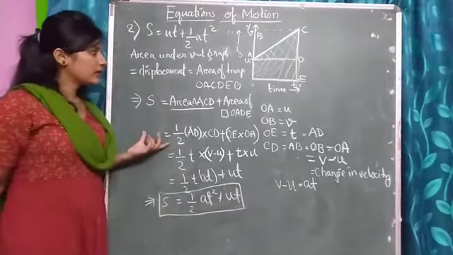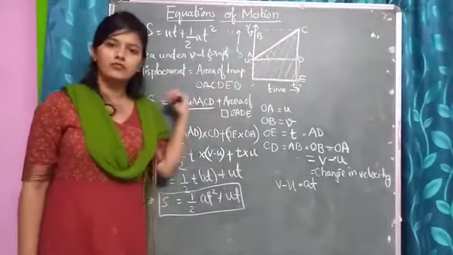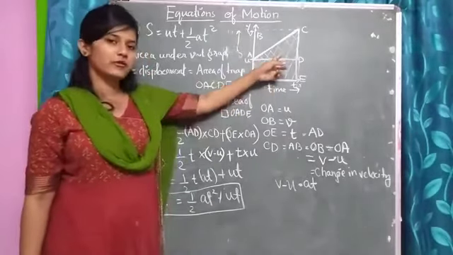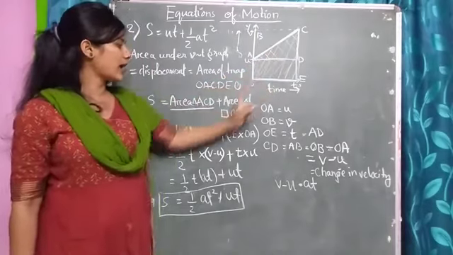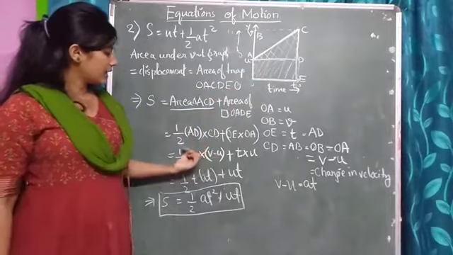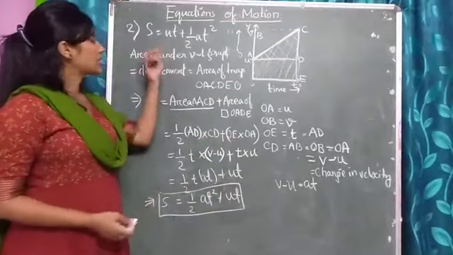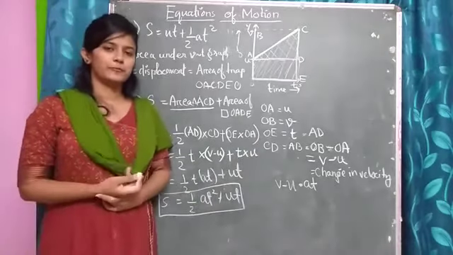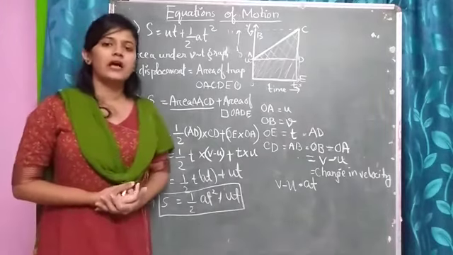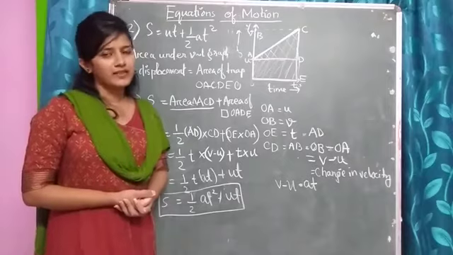So students, see how I have proved it. You first go for the area under this, that will give us displacement. Then divide this into two areas, the area of a right angle triangle and the rectangle. Put the formula and put the values, and you will get the second equation of motion. So practice these two equations. In the next class, I will go for the last part of this motion chapter. Thank you students.